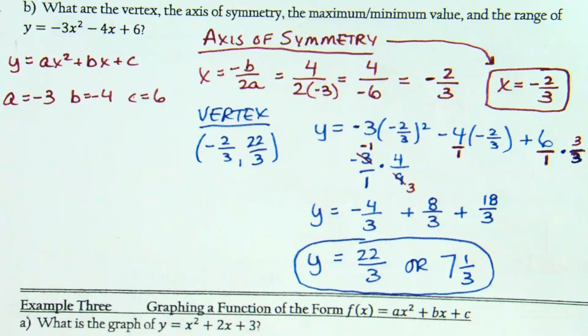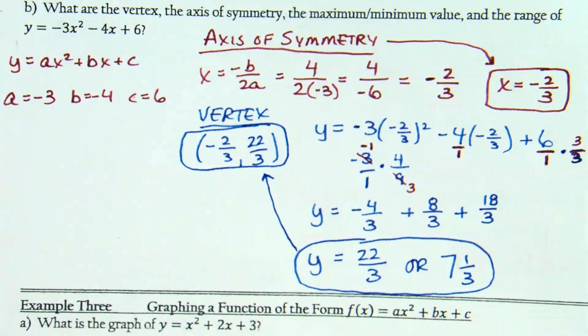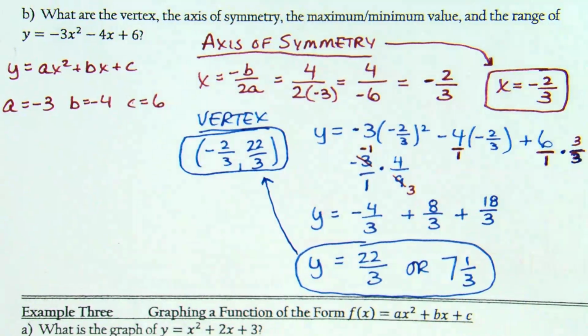Okay, so we have an axis of symmetry. We have a vertex. I need a maximum or minimum value. Maximum. Yeah. I want to see those. This time, A is negative. Because A is negative, that means my parabola is upside down, which means my vertex is at the top and is a maximum. Maximum value of what? 22/3. Always the K value, the second number in the vertex.